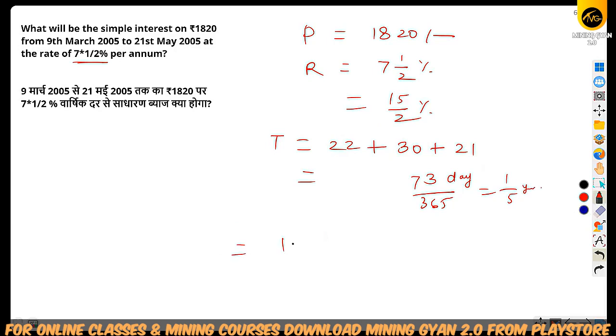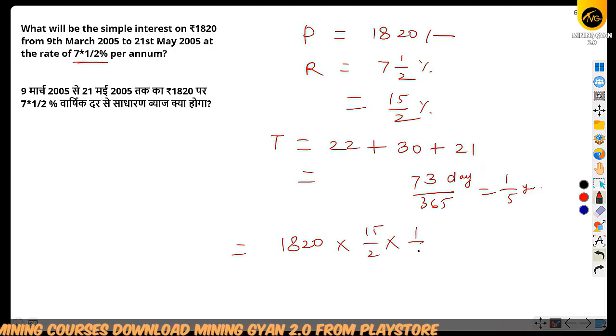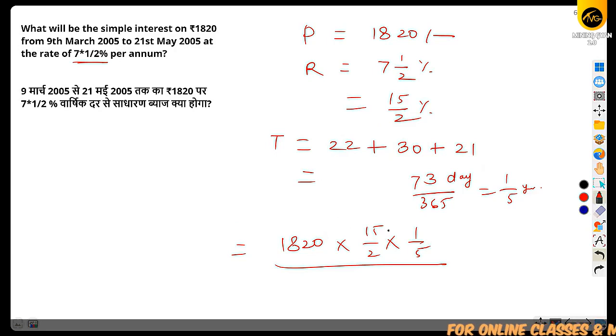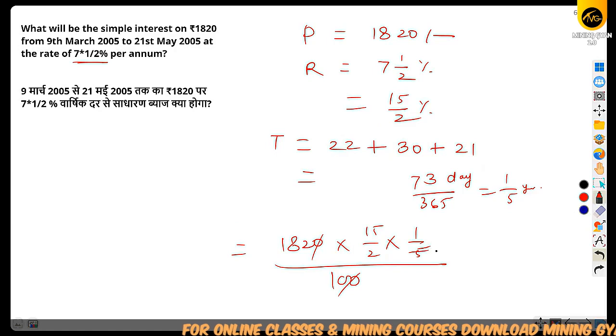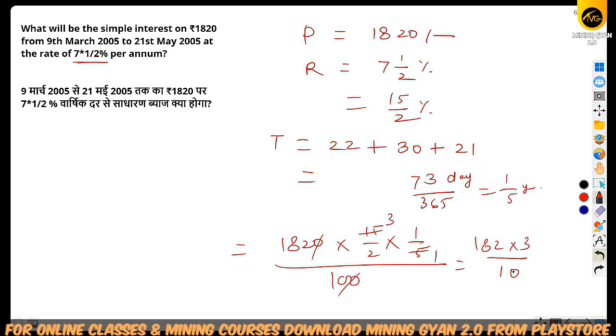So put down the values: 1820 multiply 15 divided by 2 and multiply 1 divided by 5. So remember, always use the fraction form because it's easy to cancel out. Because if you use the decimal form, then it's a little bit complicated, no? So that's why you should use the fractional form. Okay, now the whole divided by 100. So 0 0 cancel out, 5 1 ja, 5 3 ja. So we have 182 into 3 divided by 10.